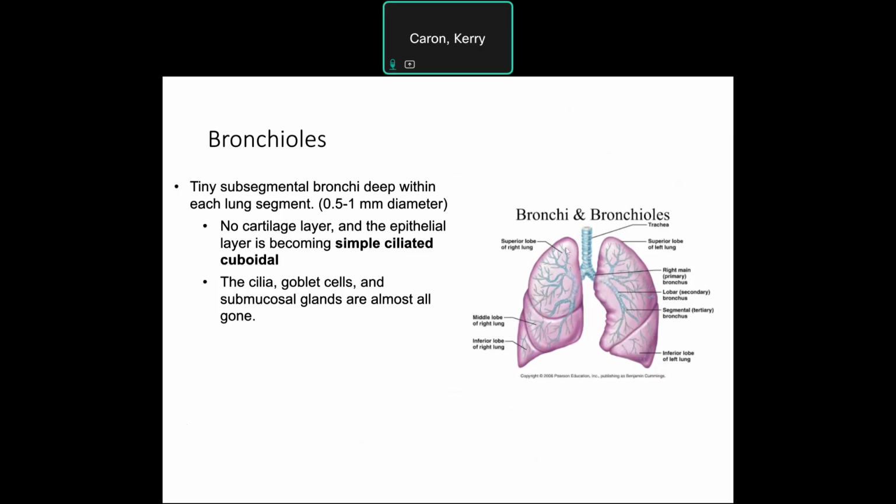Bronchioles. So from the trachea, we have bronchus, then we have bronchioles, the medium-sized branches. These do not have the cartilaginous rings. They don't have that layer. And the epithelial layer becomes simple ciliated cuboidal. Because it's further away from the trachea and the bronchus, it no longer has cilia, goblet cells, and submucosal glands. Most of that is not present.